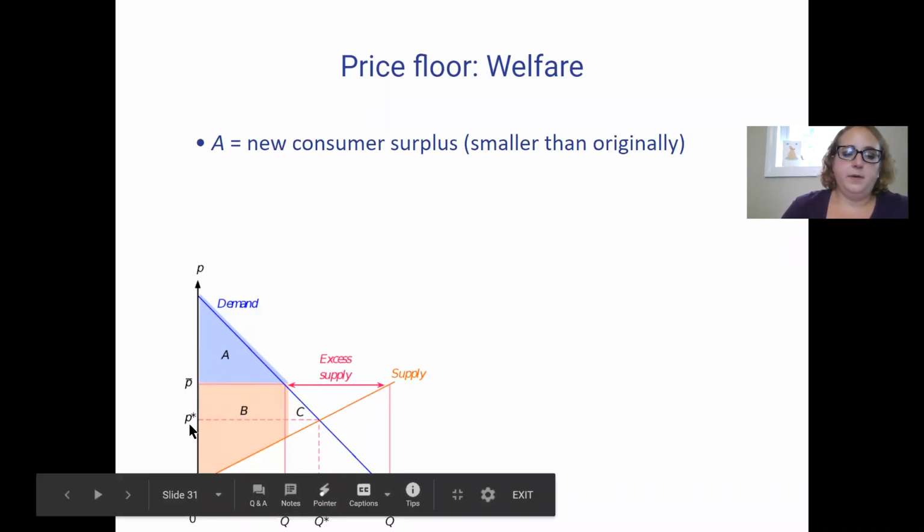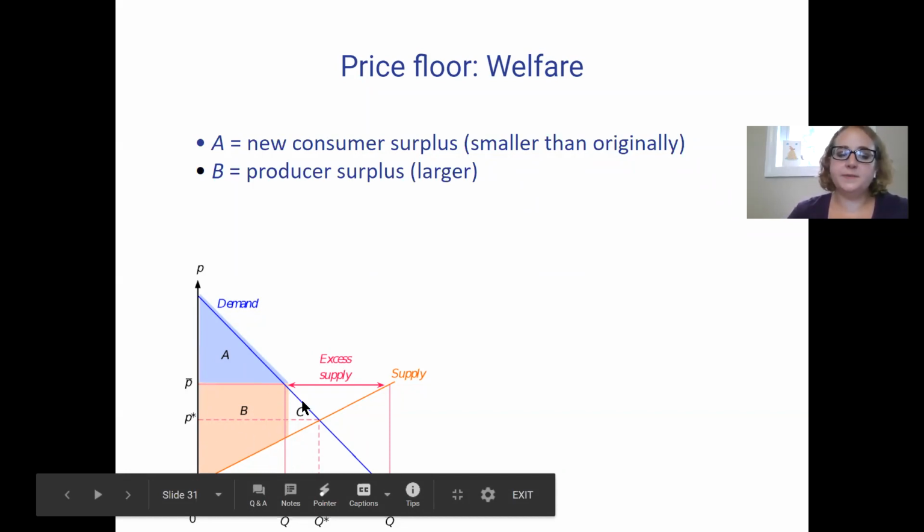The producer surplus used to be down here, going all the way to the equilibrium and down. But now they're getting some of this up here, some of this from the consumer surplus, since they're selling at a higher price. So their surplus is going to increase. They're selling these items at a higher price.